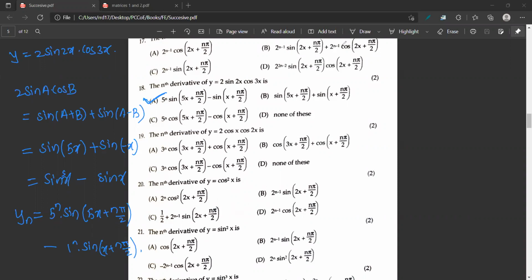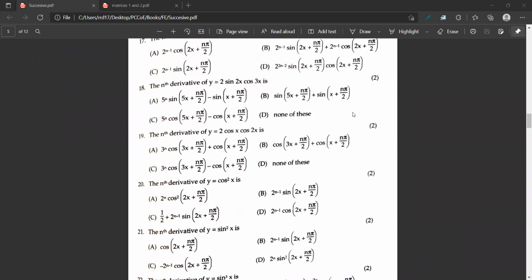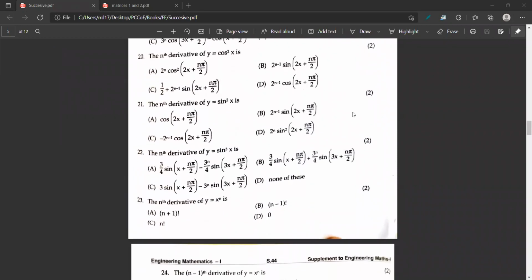Let's go to the next one. I'll skip; you can do that next one. I'll do the nth derivative of cos square x. For y equal to cos square x, you should know the cos 2 theta formula. So cos square x can be written as 1 plus cos of 2x by 2, correct? So y can be written as 1 by 2 plus cos of 2x by 2.